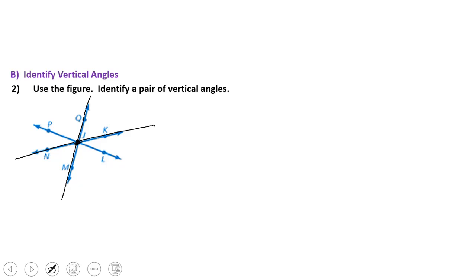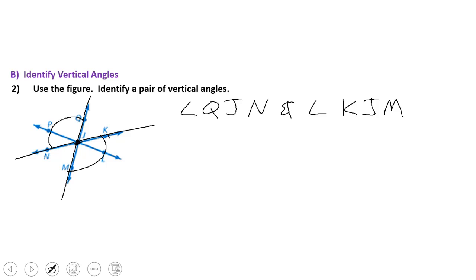And I'm going to connect. I have this angle here. And what angle is opposite of that one? That is correct, over here. Because they share the vertex, but they do not share a side. So now when I label that, I have angle QJN and angle KJM. Those are 2 vertical angles, which means they are congruent.